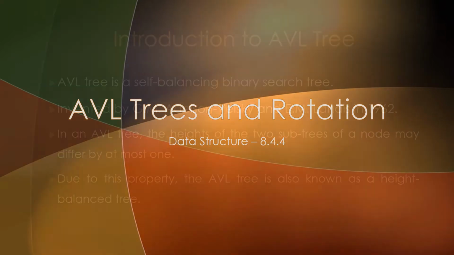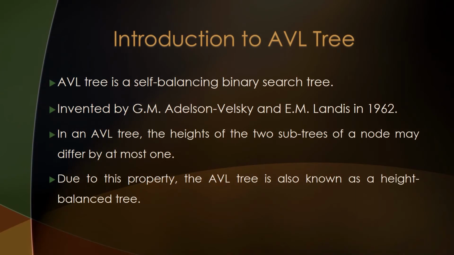But to begin the video, I'll give a short introduction of what is an AVL tree. So the AVL tree is a self-balancing binary search tree. It was invented by GM Adelson-Velsky and EM Landis in 1962. In an AVL tree, the heights of the two subtrees of a node may differ by at most 1. Due to this property, the AVL tree is also known as a height balance tree. So this is the theory for the AVL trees. You can write the same in your examinations.